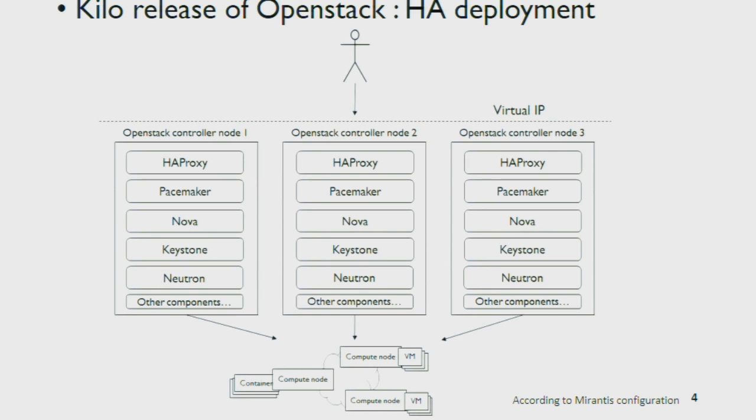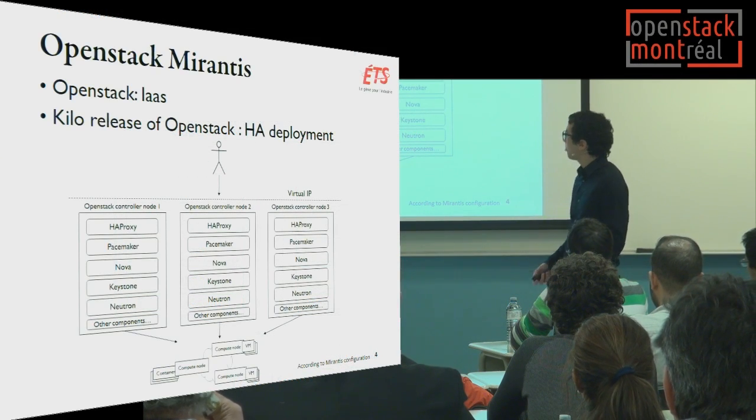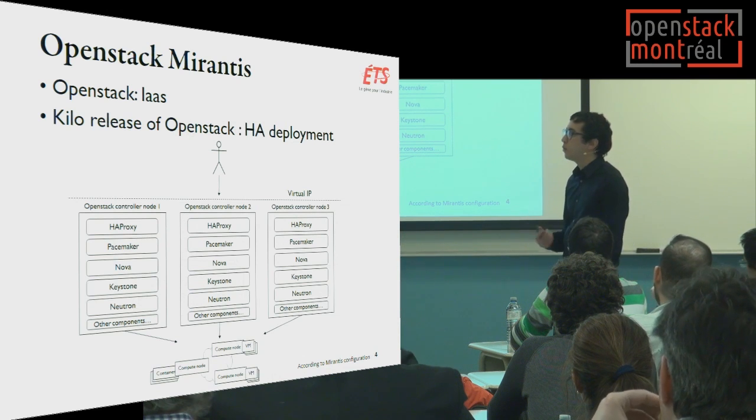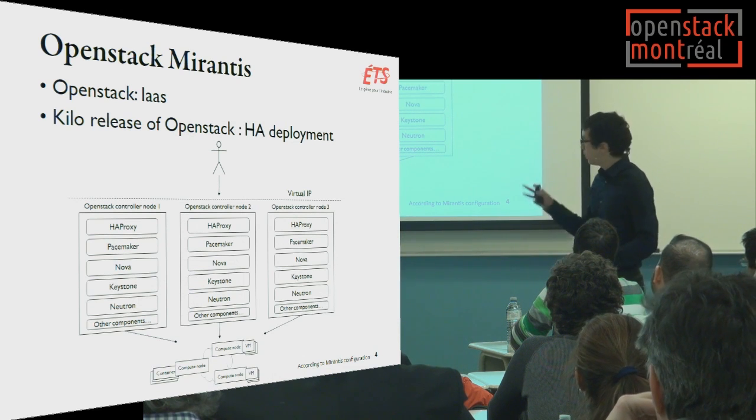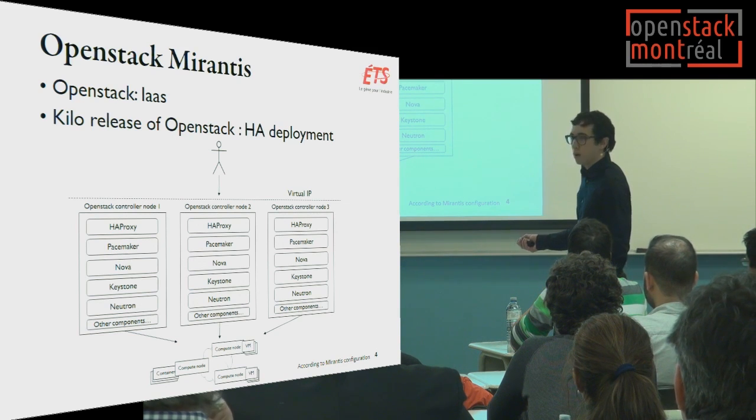And you have other types of node, like the compute nodes. The compute nodes are, in fact, the nodes where you instantiate your customer VMs or your customer containers also. And you have other types like network node or storage node, but I will not talk about that because the work focused on compute nodes.